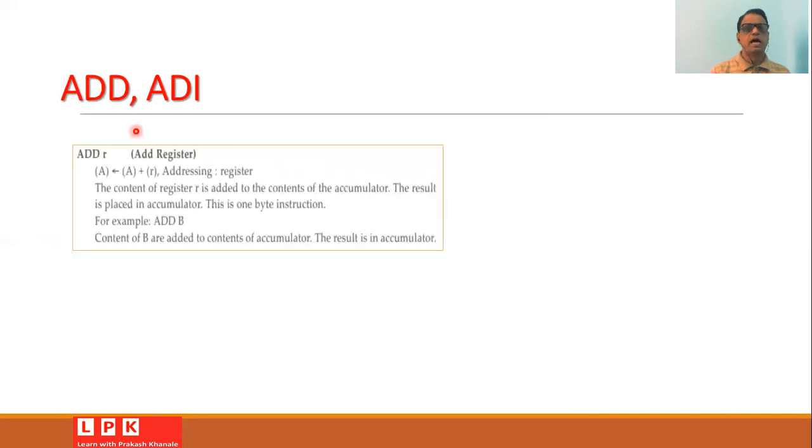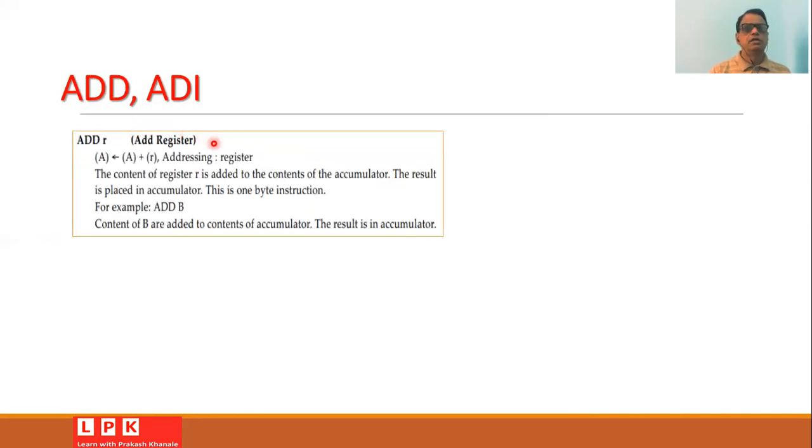So let us understand them in detail. First of all, we will go for the instruction ADD. This instruction is written as ADD R, that is, add register. This instruction will perform the job such that the content of the register R is added to the content of the accumulator, and the result is placed in the accumulator.